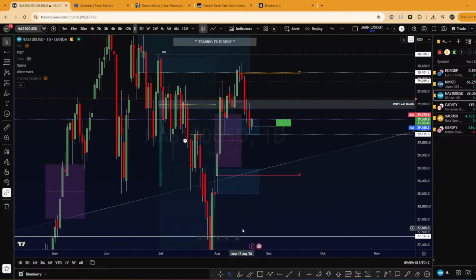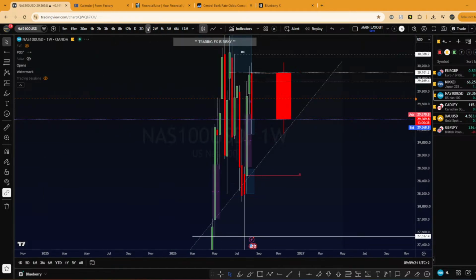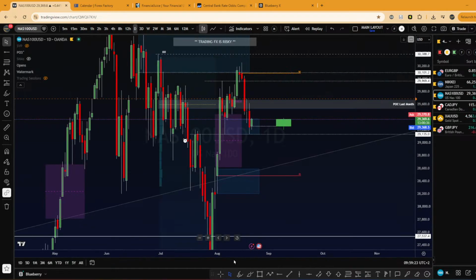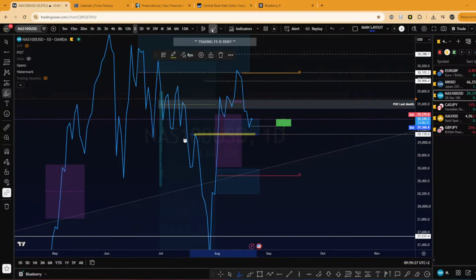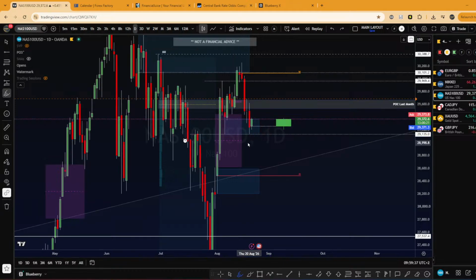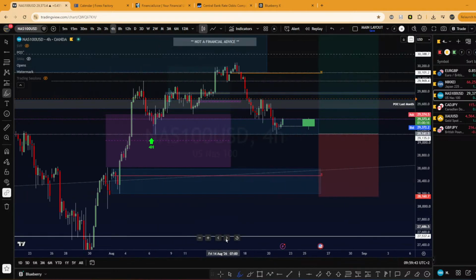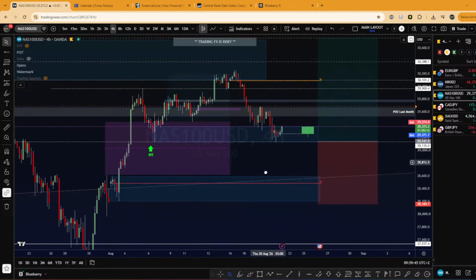Let's go on daily. Daily we have this, I think, yes, this support. This is an order block. You see, this is the volume. So having a retest here, a rebound off of here, could be a nice indication of a continuation. You see, we are currently retesting. Let's go on 4 hour again.